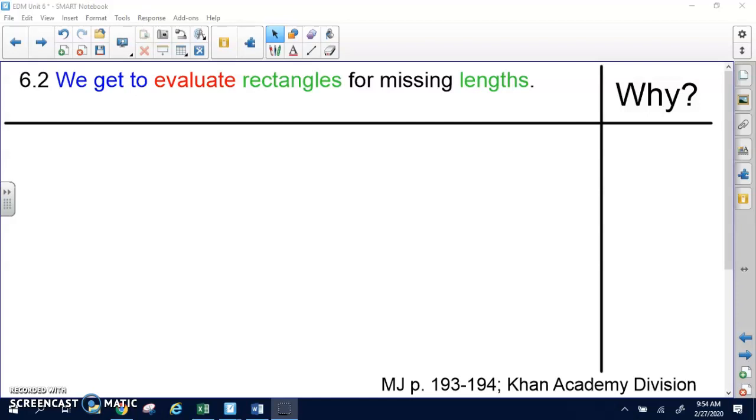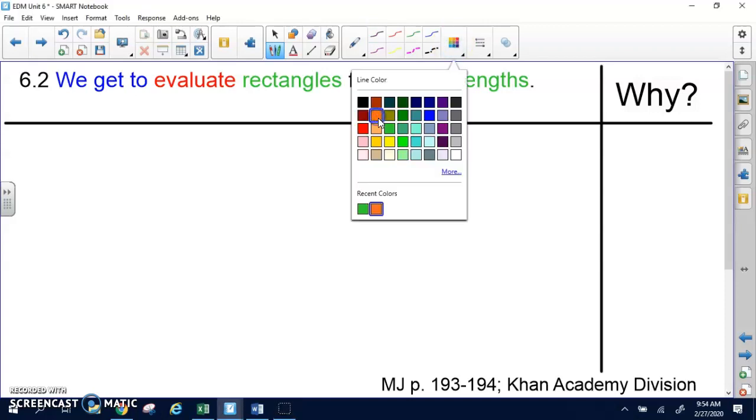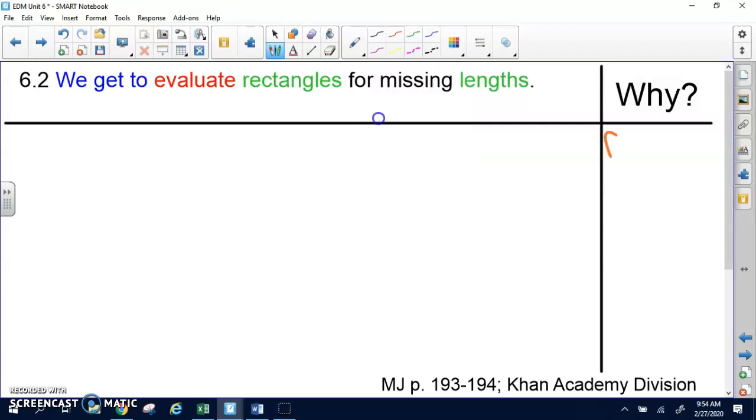Working on 6.2. You're going to evaluate rectangles from missing lengths. Okay, why would you be doing something like this, do you think? Find the correct measurement, and you only know one side.